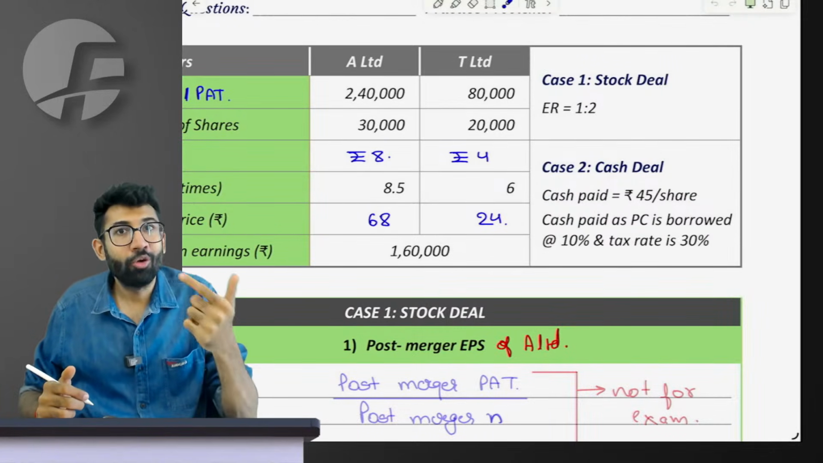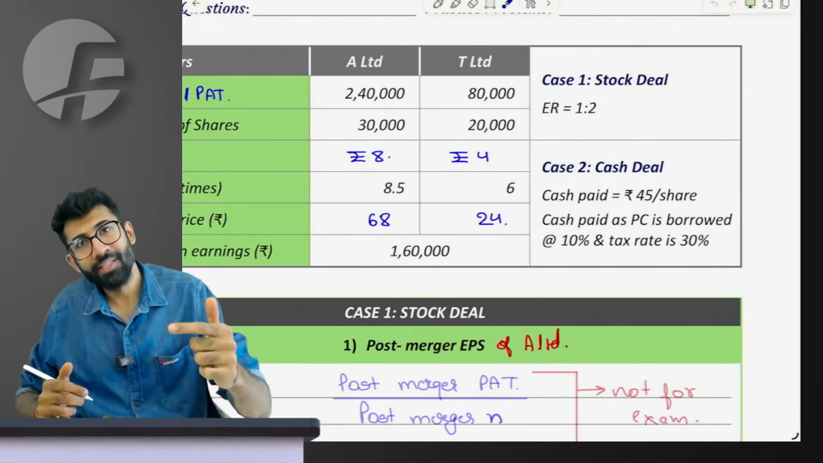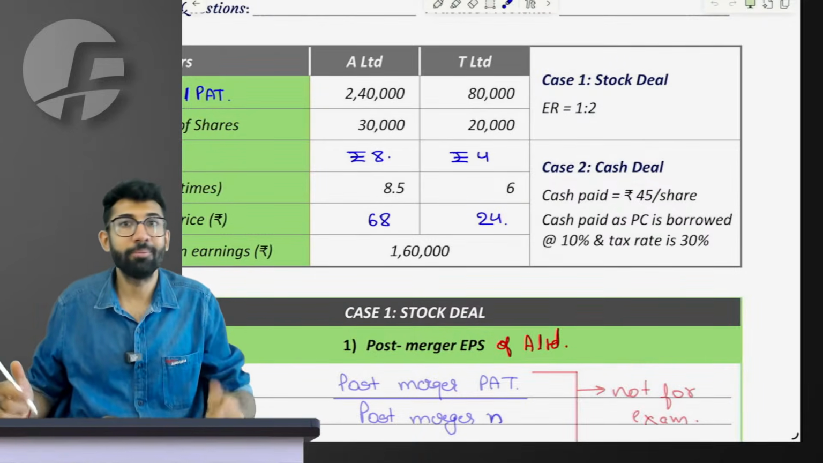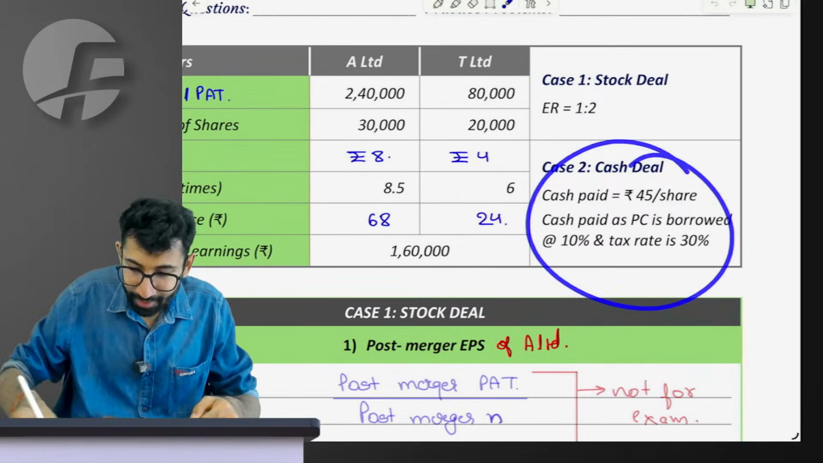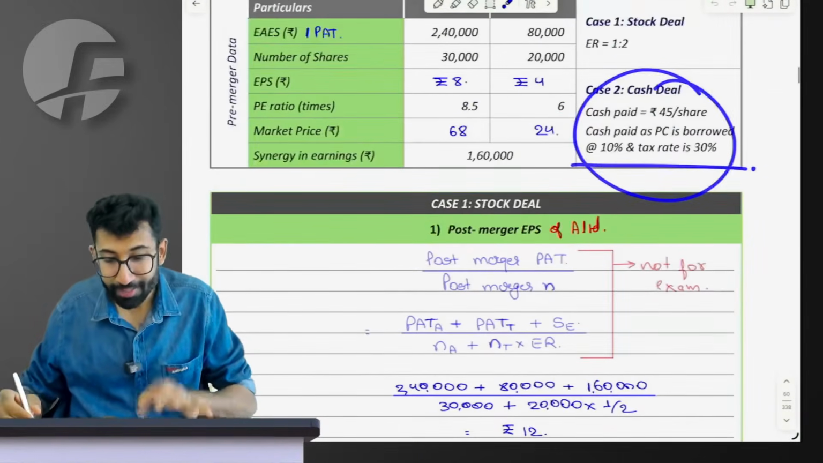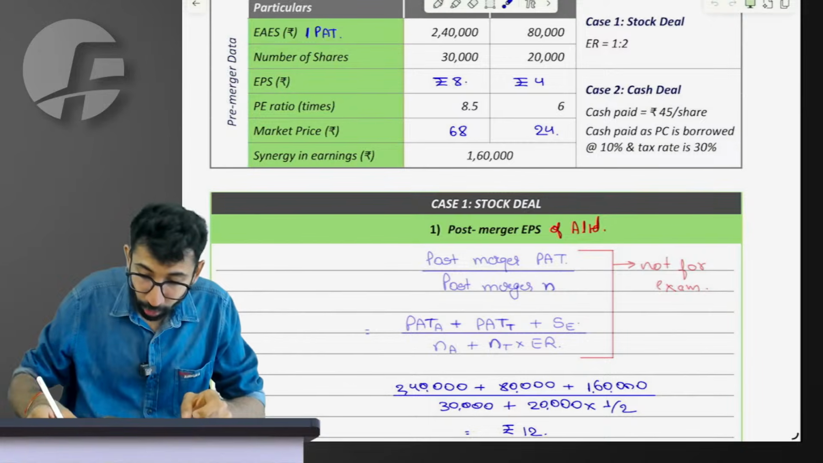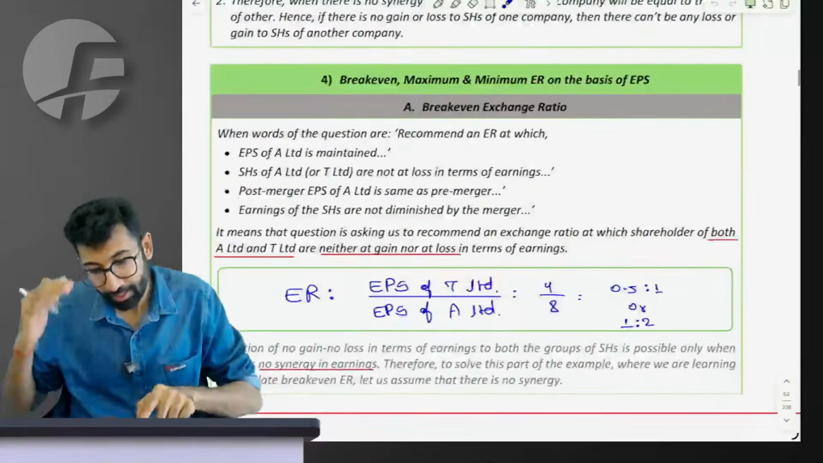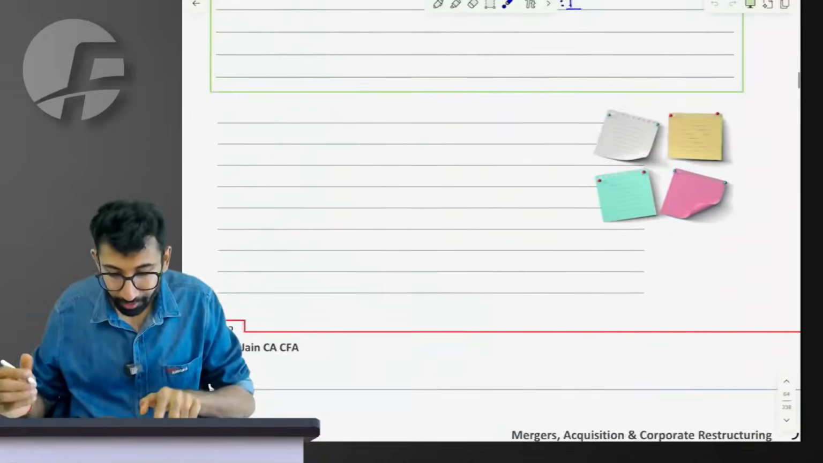The point that I want to tell you, everyone in the class, is that formula is secondary, understanding of the concept, understanding the background story is primary. Once you understand the primary story, the creation of the concept will happen on your own. Please remember, the core will be there. Post-merger EPS is post-merger PAT divided by post-merger number of shares. That same flow we will continue.